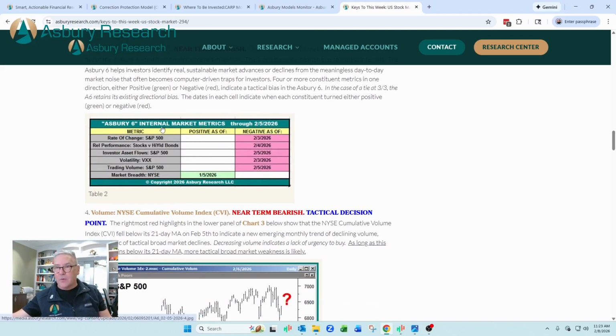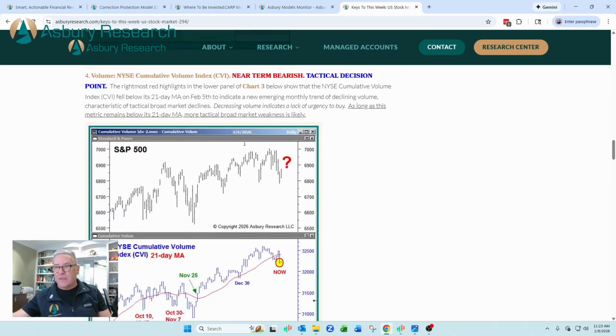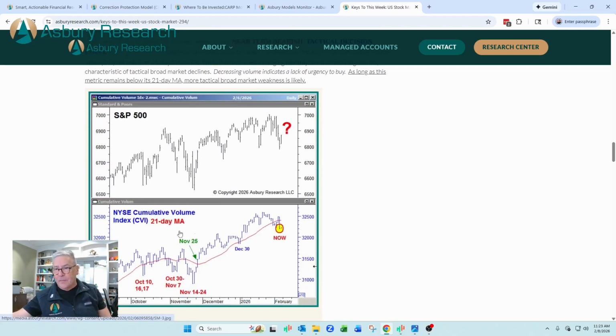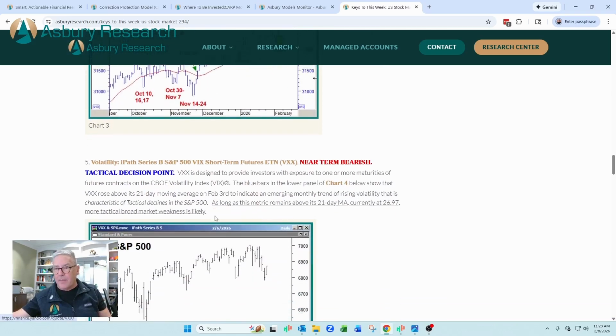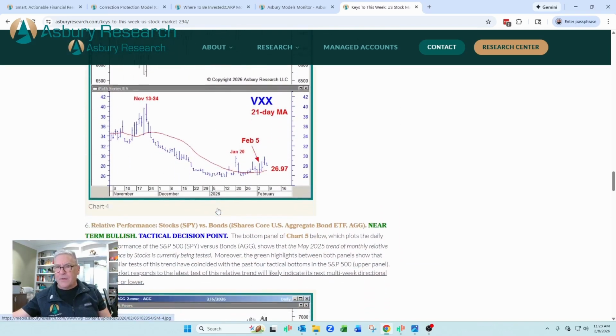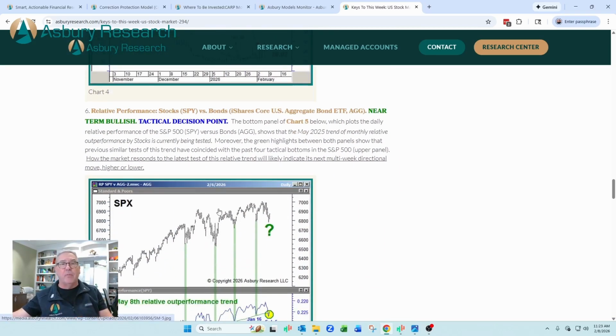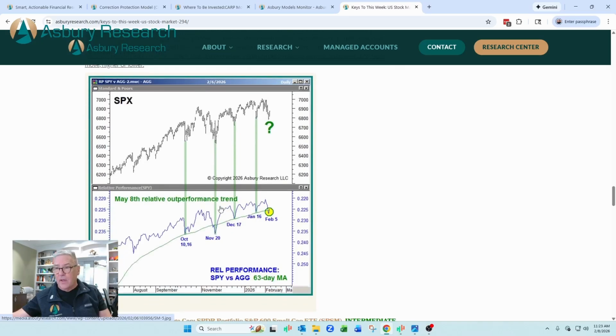Here's the A6, which we already looked at. 5 of 6 are currently red. Actually, 4 of 6 are currently green, because this was from, if you recall, Friday morning. We only had Thursday's data. The A6 right now switched back to 4 green and 2 red. This is volume. We already looked at this chart, so I'm going to bypass it. We looked at this one as well earlier because they're both pieces of the Asbury 6.